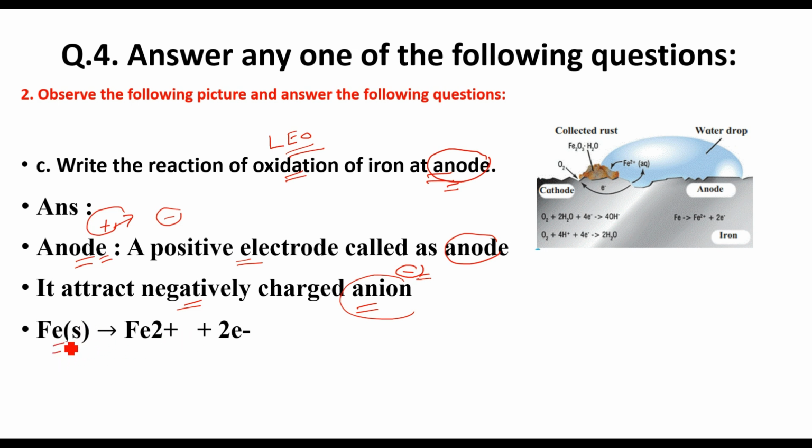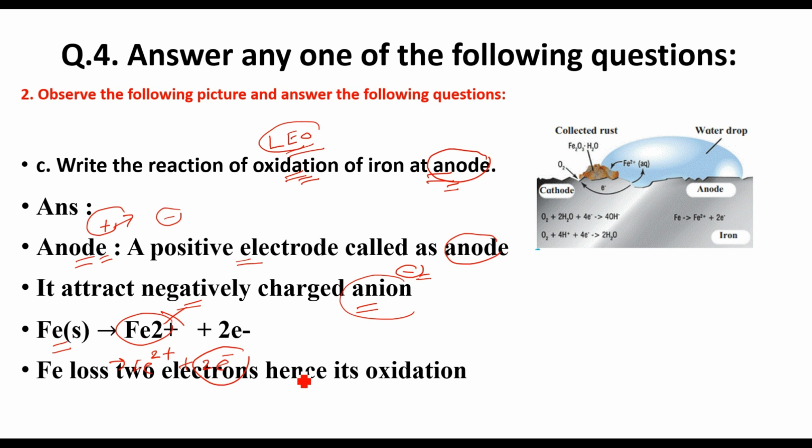Fe is a solid, and it loses electrons. So this Fe loses 2 electrons. In this pattern you have to write it: Fe loses 2 electrons, and these 2 lost electrons are shown here. So oxidation takes place at the anode. Since Fe lost 2 electrons, oxidation takes place. So when asked to write the reaction of oxidation, you can write this reaction.